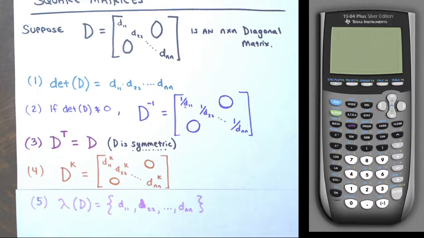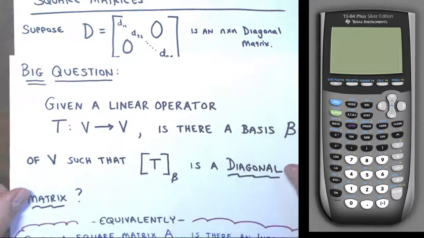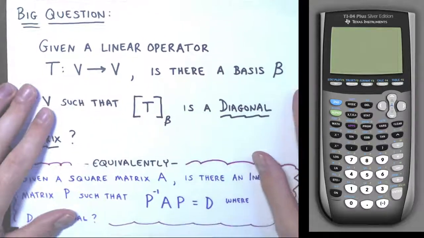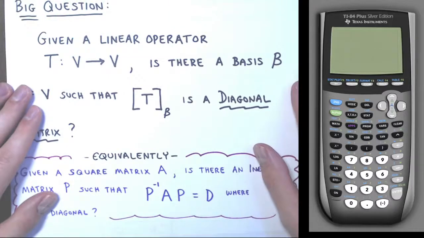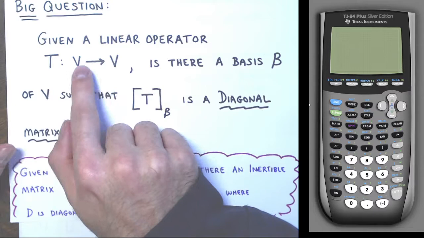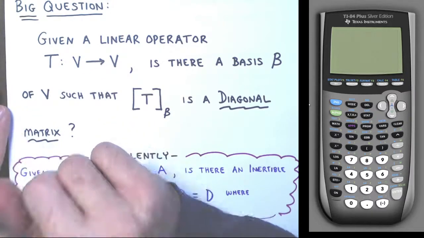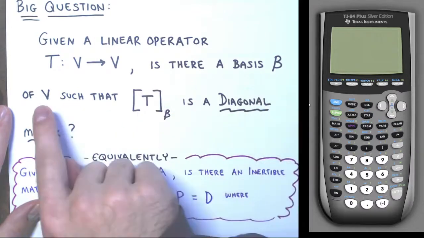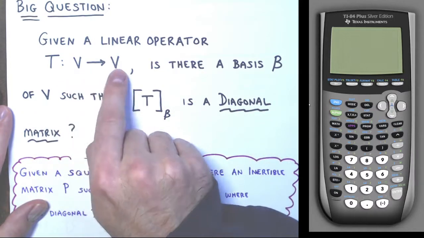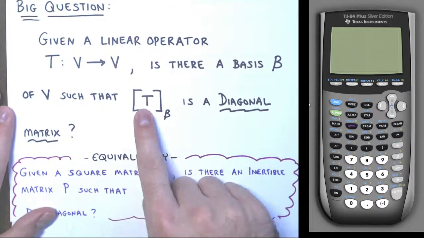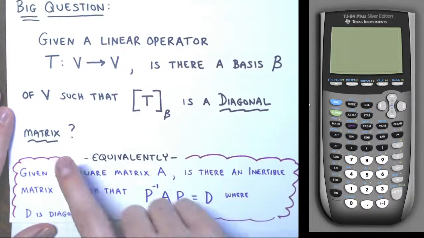The big question will be answered in the next video, and I'll briefly answer it here too. Suppose you're given a linear operator T from V to V, the same vector space to the same vector space. The question is: is there a basis B of V such that the matrix representation of T with respect to B is a diagonal matrix?